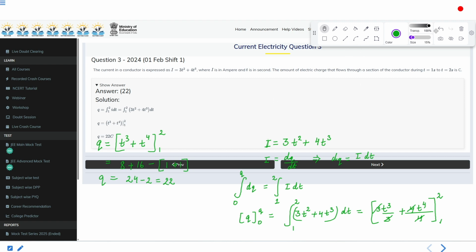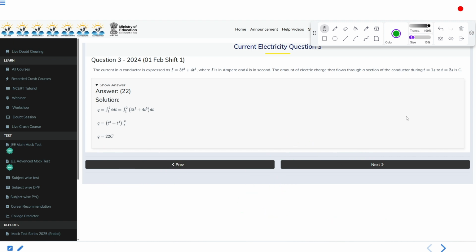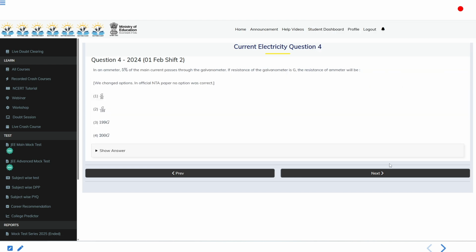So now let's move to the next question. Okay, next question is: in an ammeter, 5% of the main current passes through the galvanometer. It is the ammeter which is made from the galvanometer. If the resistance of the galvanometer is G, the resistance of the ammeter will be ___. So this is the ammeter which is derived from a galvanometer.